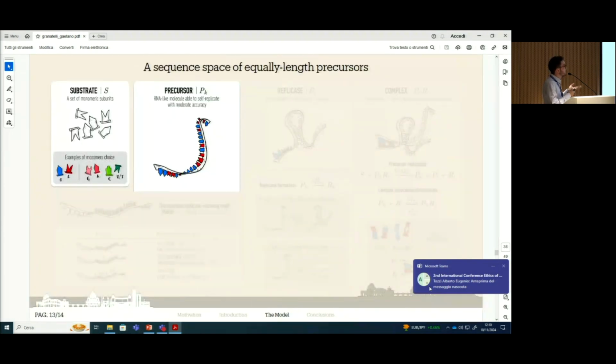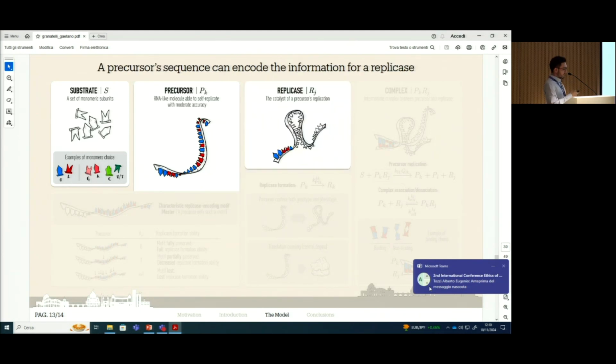And here we are with the main components of our model. So we have a substrate, which is a set of monomeric subunits. And then the model takes into account a full sequence space of equal-length precursors, which we define as RNA-like molecules able to self-replicate with moderate accuracy. Each precursor sequence can encode the information for a replicase, which is the catalyst of its replication.